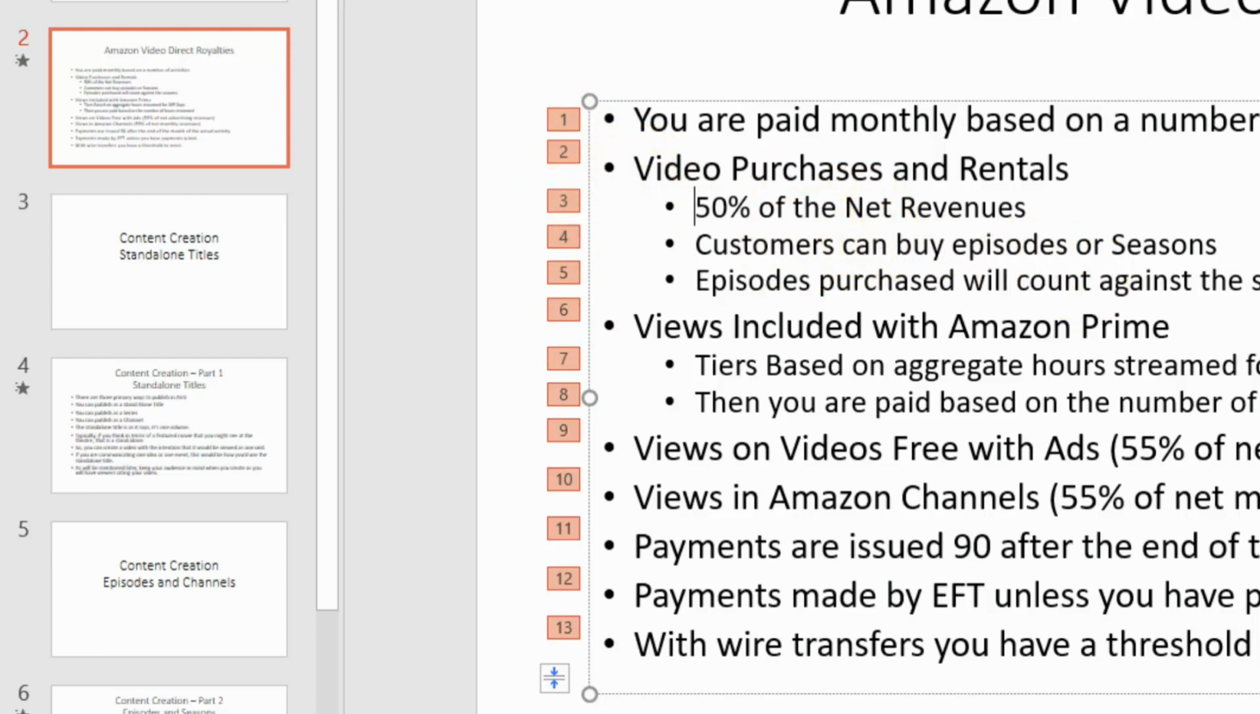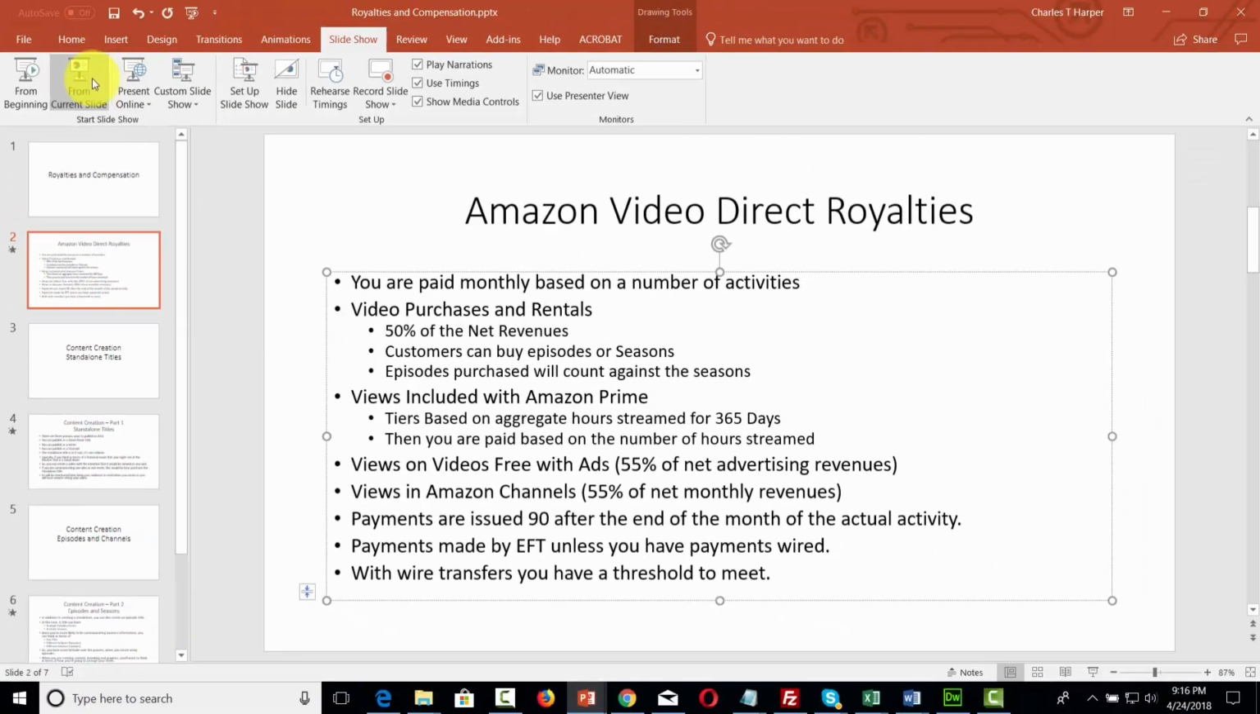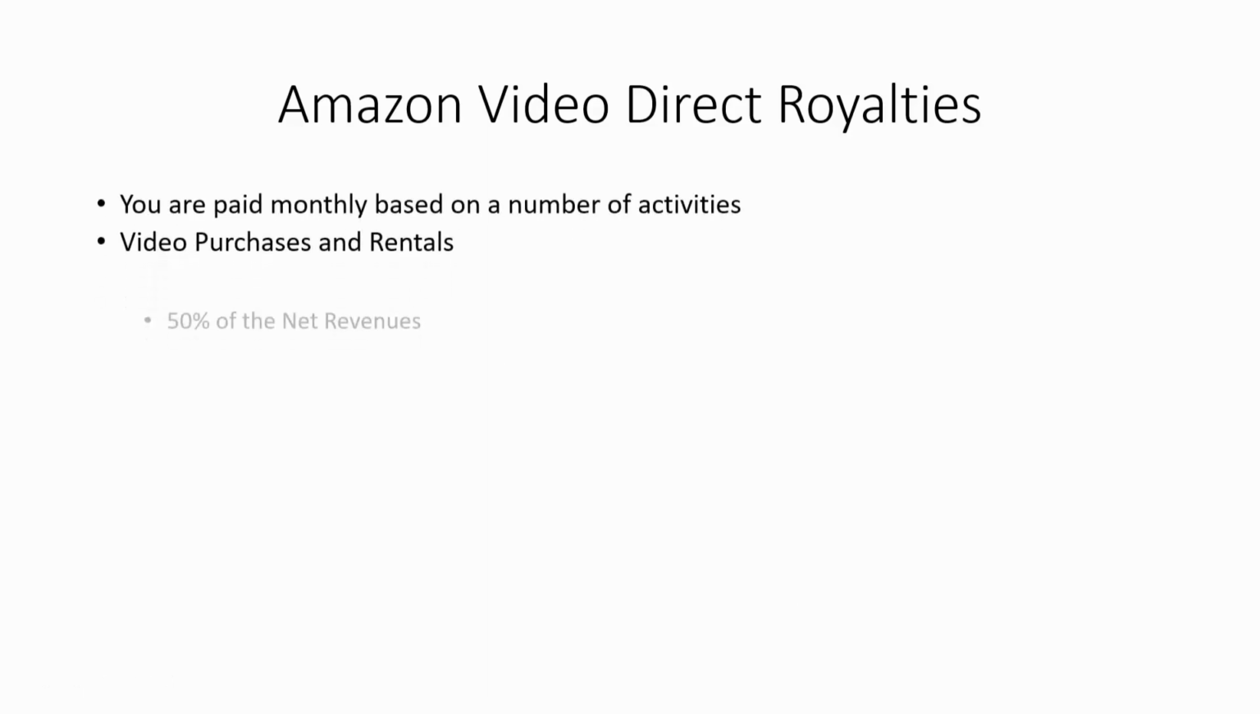So, for example, if we go back to the slideshow, and we click the current slide, and we tab through, what we're going to notice now is that our points come one at a time.